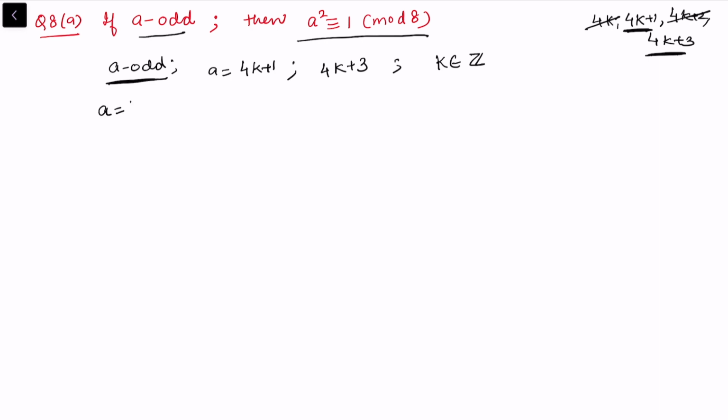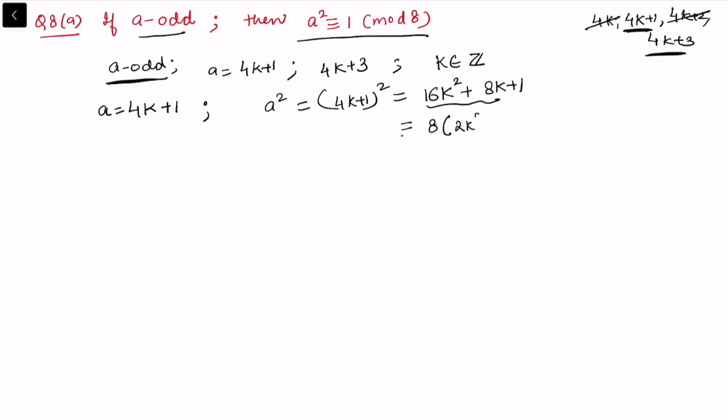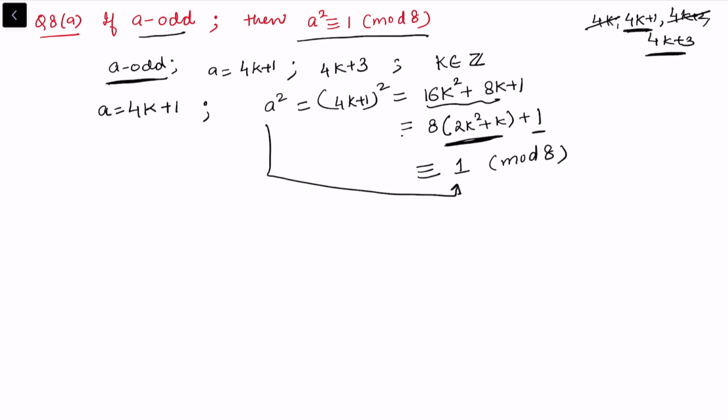Now whenever a is 4k plus 1, in this case a square will become 4k plus 1 whole square, and if I open this, it will become 16k square plus 8k plus 1. And we notice that from these two terms we can take 8 common, so we'll have 8 times 2k square plus k, plus 1, and the remainder is 1. This is appearing as a multiple of 8 plus 1, so this is obviously congruent to 1 mod 8. So we got the result as we desired. A square is congruent to 1 mod 8.